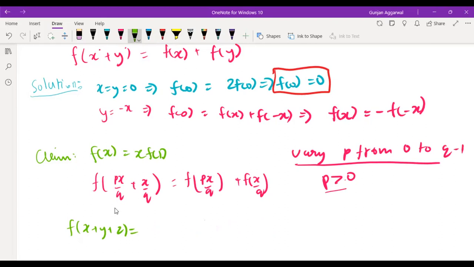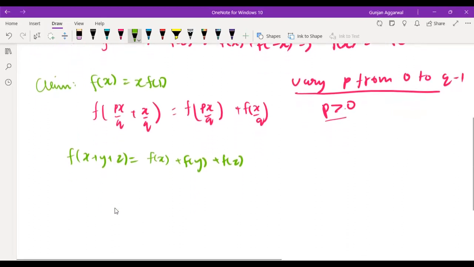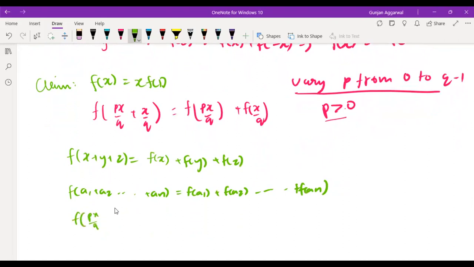This does not seem very clear. Okay, how about this? What is f of a1 plus a2 till an? Yes, f of a1 plus f of a2 plus till f of an. Exactly. So what is f of px by q? It's p times f of x by q. Yes, okay.